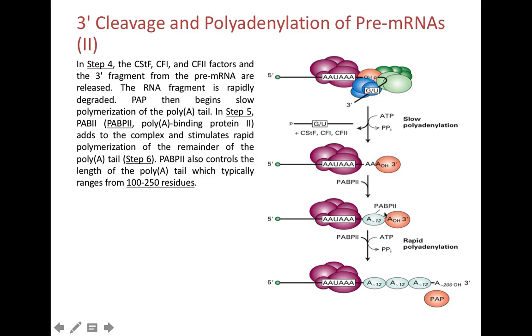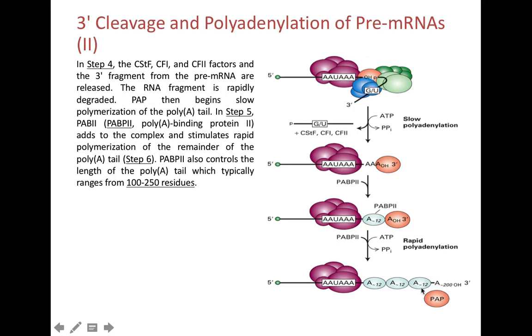But later, PAP is joined by poly A binding protein 2. Binding of the poly A binding protein 2 to the poly A tail, to the first 12 A residues, leads to rapid polyadenylation. So the first 12 A residues are added slowly by PAP, poly A polymerase, and then poly A binding protein 2 binds to this poly A tail, and it increases the speed of polyadenylation. This is quickly up to 12 residues, and then another molecule of poly A binding protein 2 binds to it, and then this quickly adds another 12 molecules.